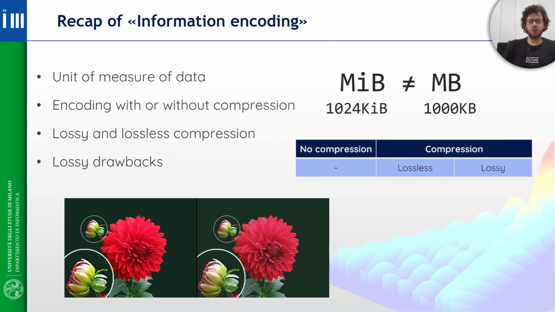So just to recap what we saw in this module, we saw what the units of measure of computers are. We saw the difference between megabits and megabytes, for example. We saw how things are encoded, so with no compression, with lossless compression, or with lossy compression. And we saw the drawbacks of lossy compression, so basically a vertical fall of quality. If something is not clear about these concepts, please watch the video again.